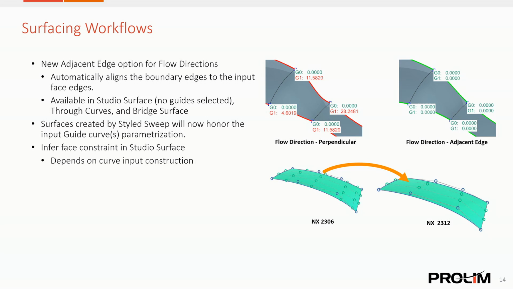Now, servicing workflows. There are a few different changes that were made here. There is a new adjacent edge option for your flow directions. Specifically for Bridge Surface, it is very useful for grabbing those edges across the two different surfaces that it's bridging together. And there's a good example of this on the next slide.